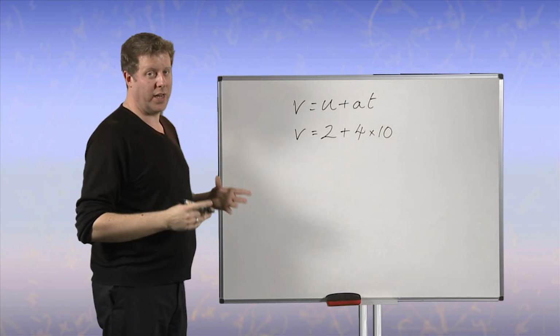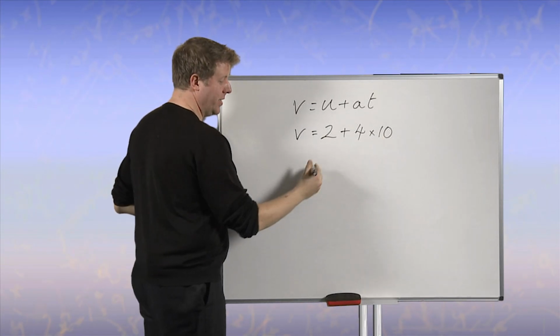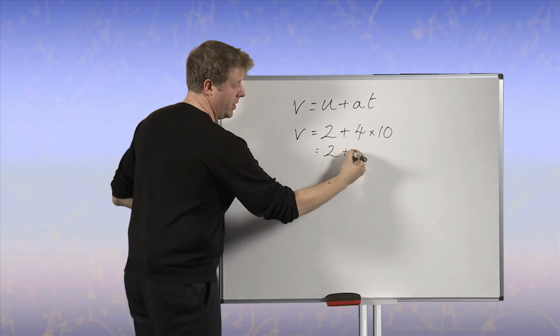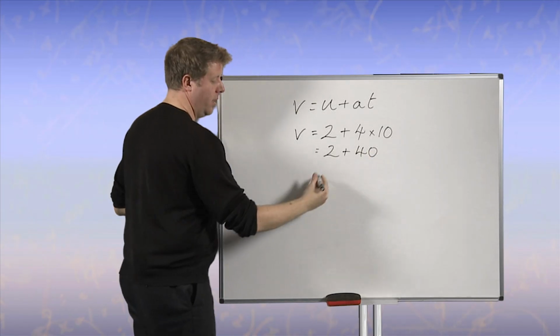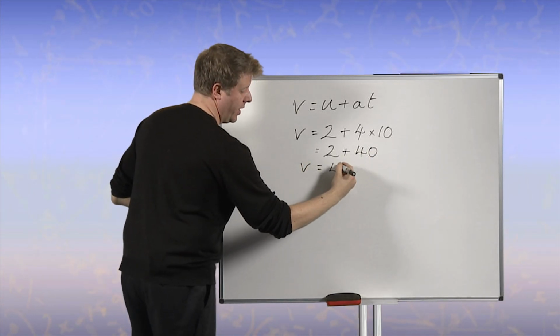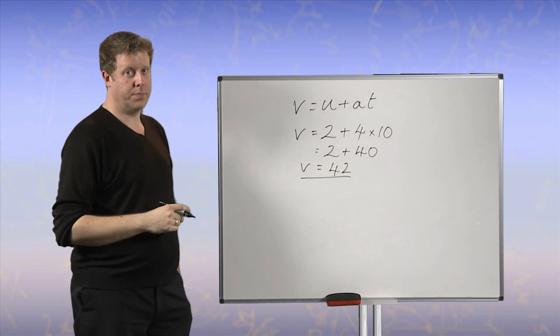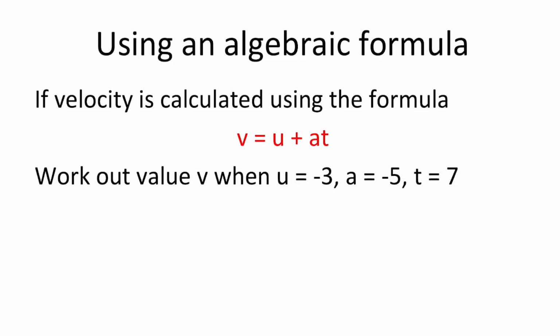Remembering our rules when it comes to the order of operations, we're going to perform 4 multiplied by 10 first to give me 2 plus 40, and then my final answer therefore, 2 add 40 gives me a final answer of 42. Now, if we look at the next one, it's the same formula, but this time they're giving us some negative numbers in there for U, A, and T.